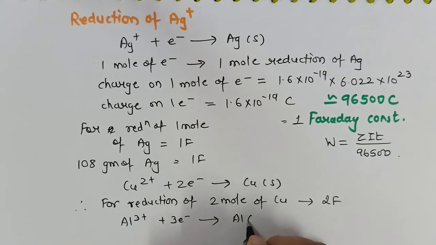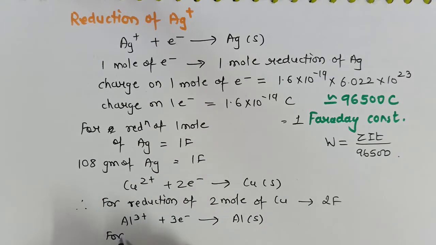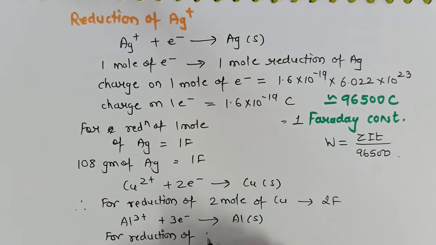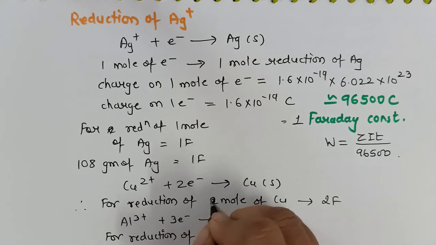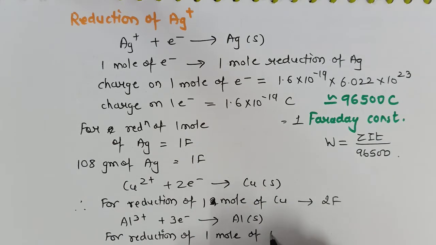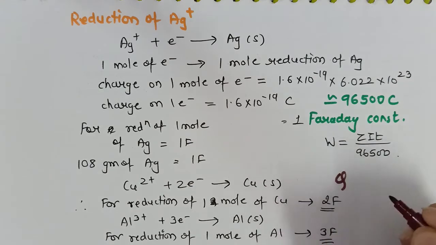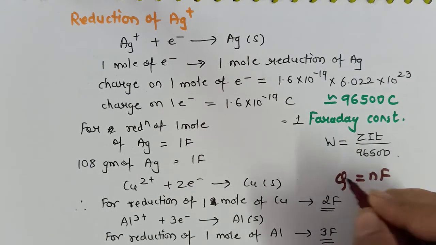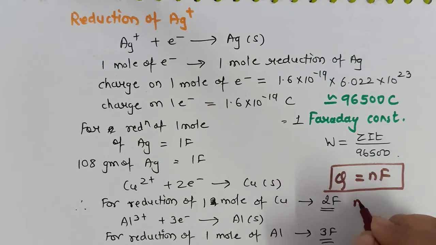we will say for reduction of 1 mole, here it will be 1 mole of aluminium, we require 3 Faraday. That means the number of electrons which are lost or gained, that we will be considering here. So overall we can say how much charge is required? Q equals NF, where N will be the number of electrons.